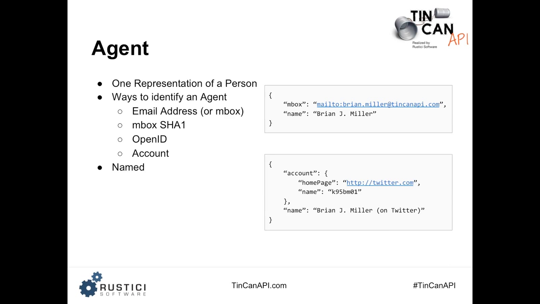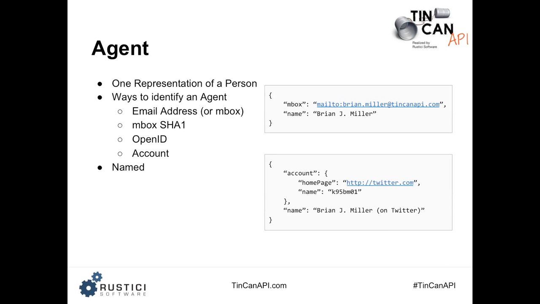So myself, I have innumerable email addresses. I have a couple of Twitter accounts. I have a couple accounts at Google, etc. All of these are different ways to identify me, Brian Miller, as a person. Each one of them is an individual agent. So we need ways to identify an actual agent. Within the specification, there are 4. There's the email address or inbox. There's the inbox SHA-1, which provides a little bit of privacy. We have an open ID, and then there's one special one that's an account.